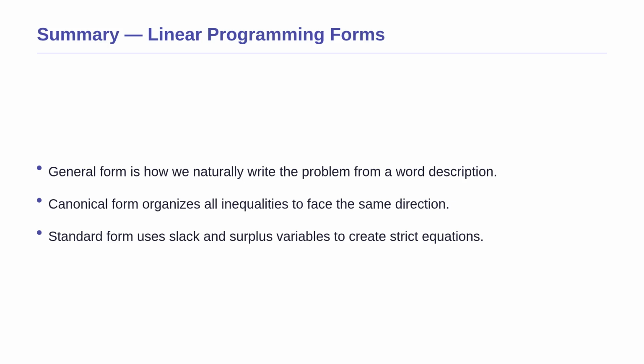Let us review the key takeaways from today's lecture. We learned that a linear programming problem can be written in several forms, depending on our needs. The general form is how we naturally write the problem from a word description. The canonical form organizes the inequalities to face the same direction. Finally, the standard form uses slack and surplus variables to convert all inequalities into exact equations, which is the absolute foundation required by computer algorithms like the simplex method. You now have the tools to translate any real-world optimization problem into a format a computer can solve.